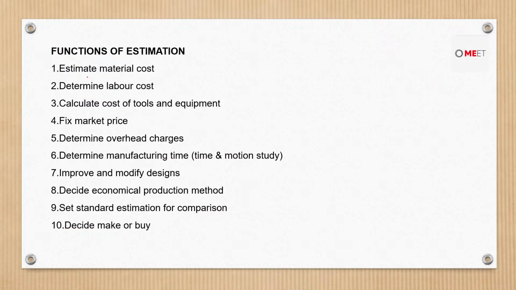Functions of estimation. The first function is to estimate the material cost and labor cost, calculate the cost of tools and equipment, fix the market price, determine the overhead charges, estimate the manufacturing time, do time and motion study analysis, improve and modify the designs, decide the economical production method, set the standard estimation for comparison, and it also helps to decide the make or buy decision.